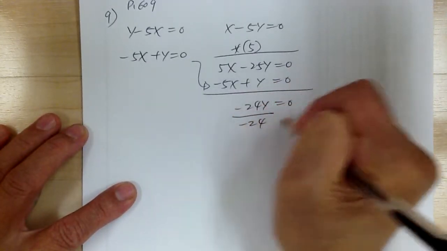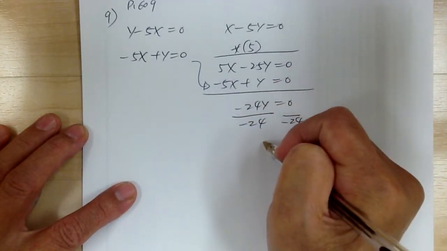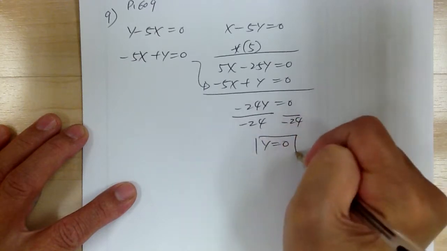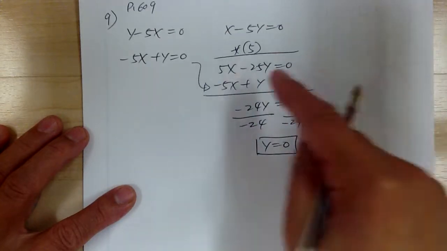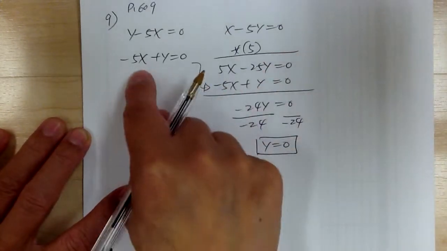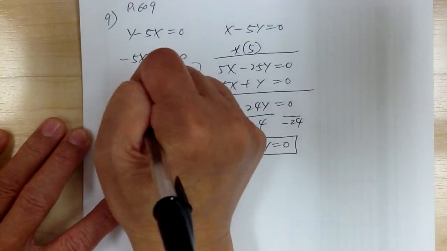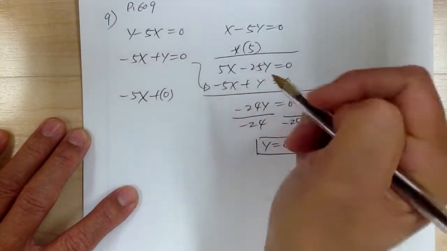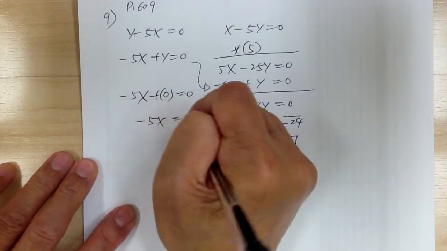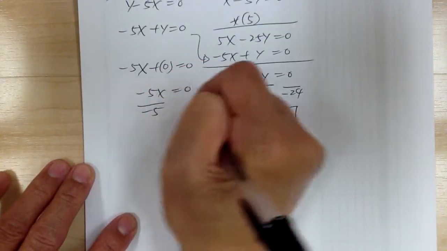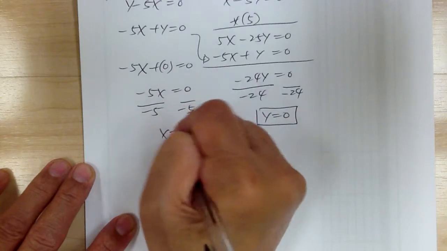Divide by negative 24, divide by negative 24. So y equal to 0. So once I found y equal to 0, I need to solve for x. And again, doesn't matter which one you use. Let's say if you use this one, so you got negative 5x plus 0 equal to 0. So you got negative 5x equal to 0. Divide by negative 5, divide by negative 5, so x equal to 0.